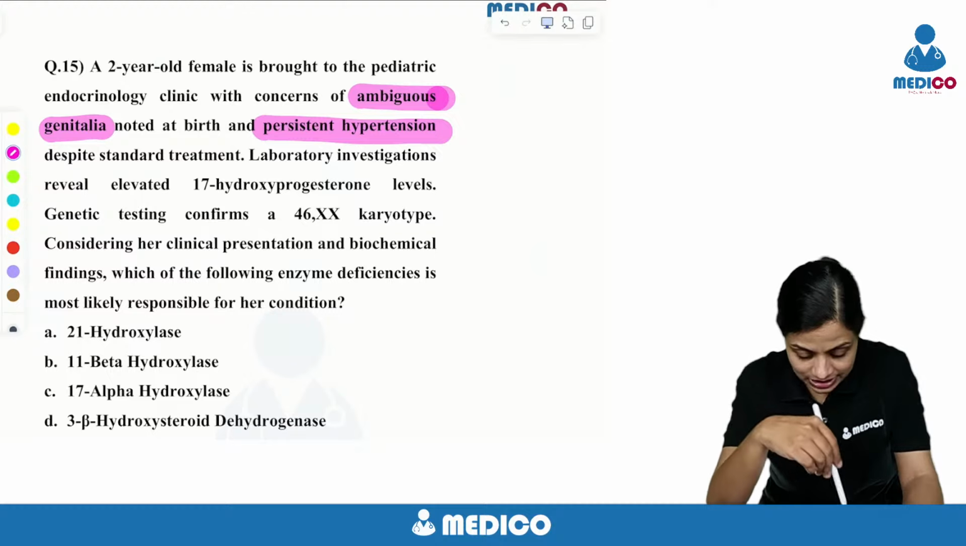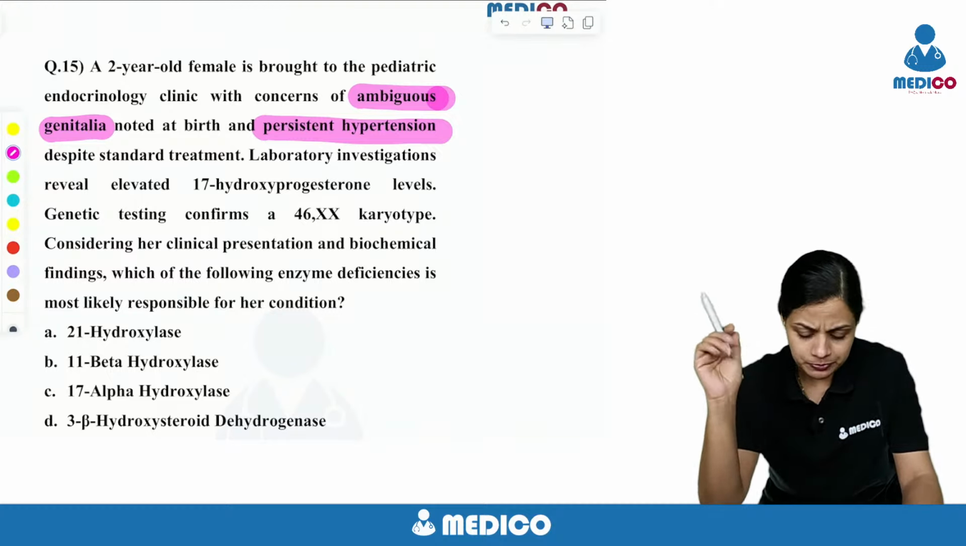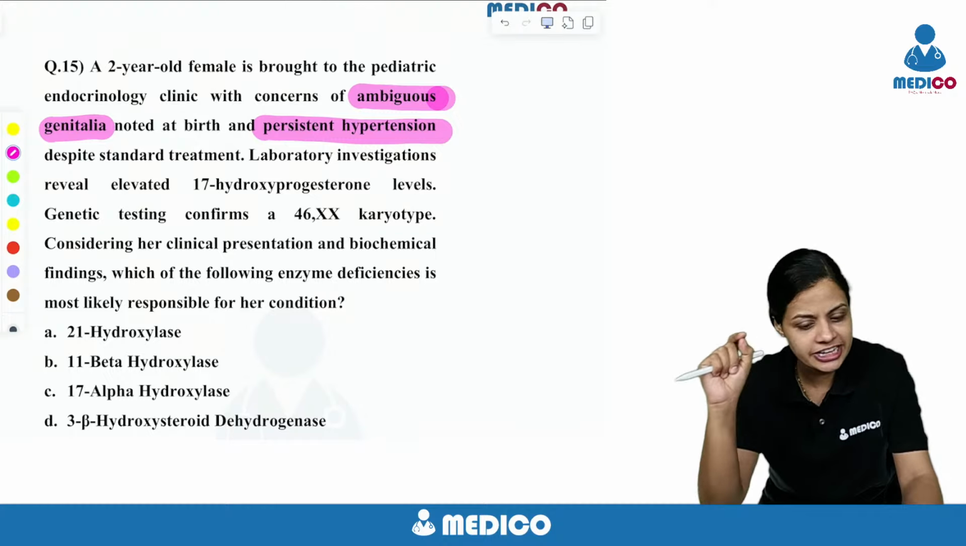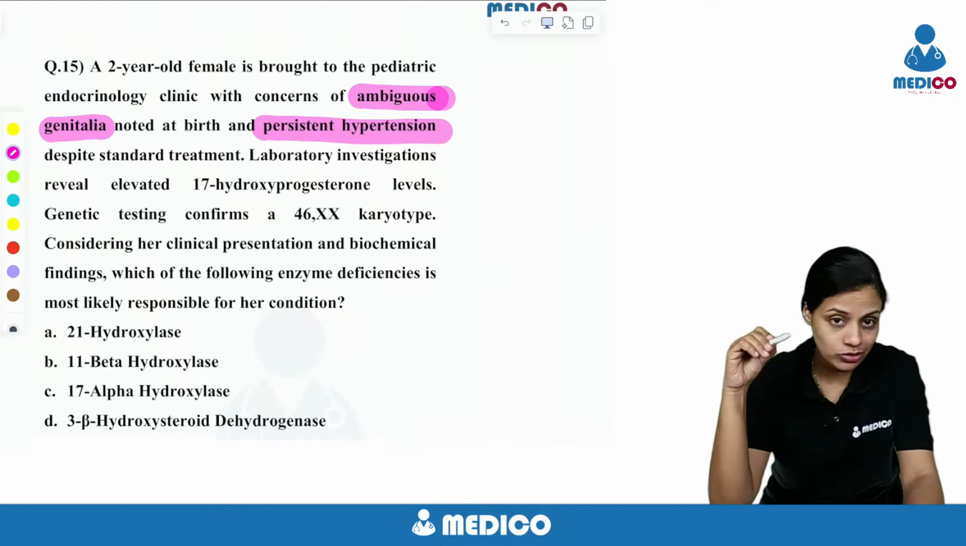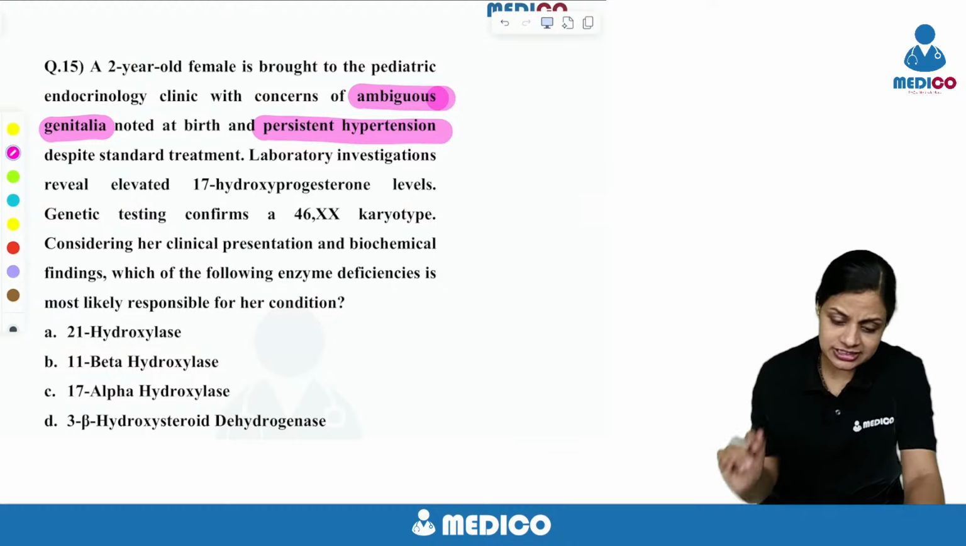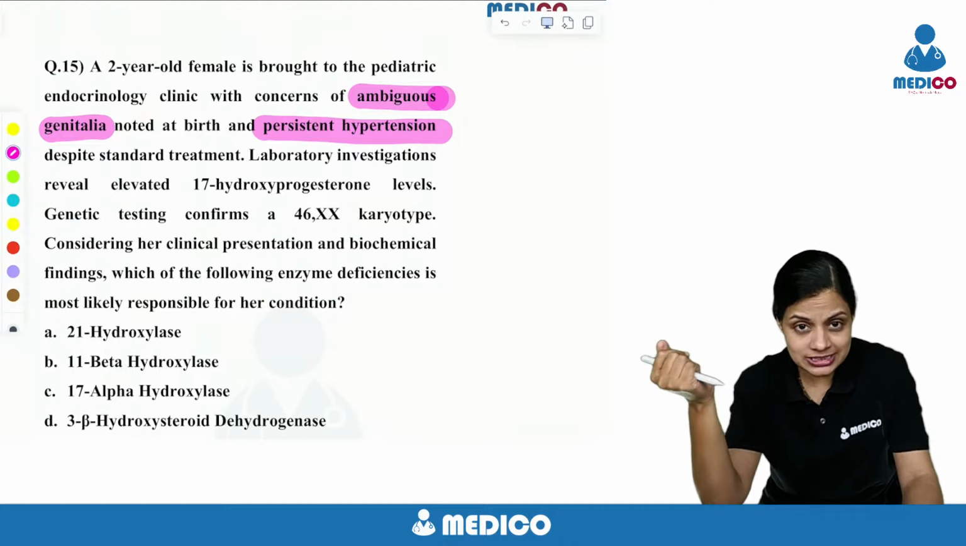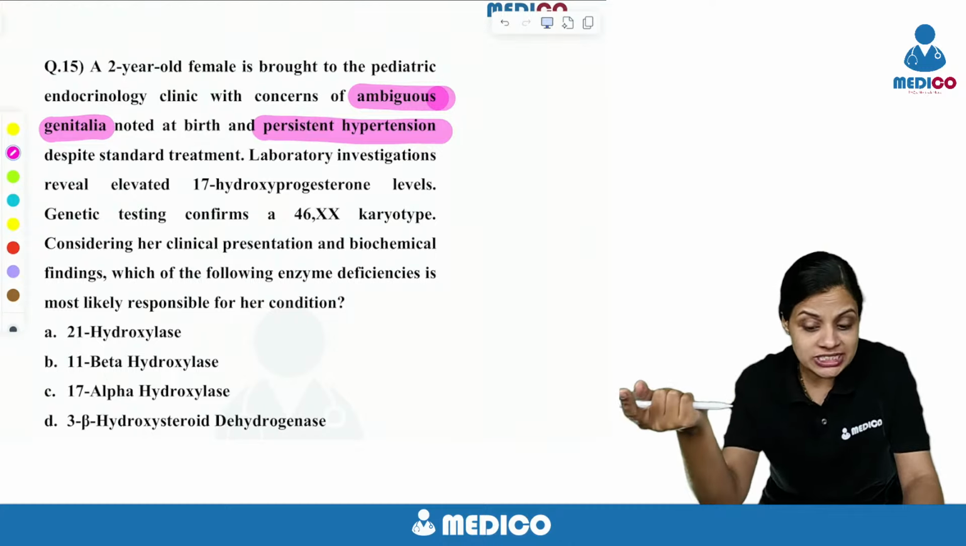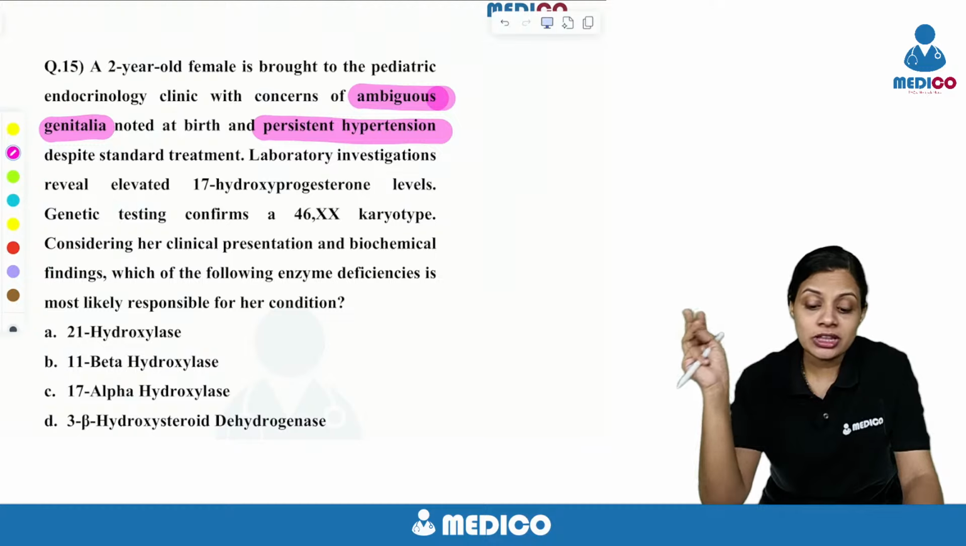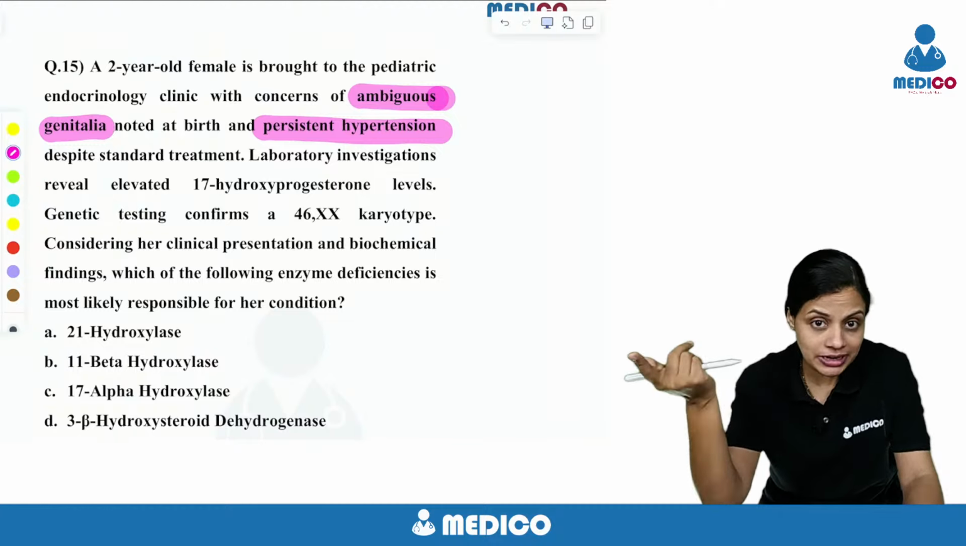Because they have asked, consider her clinical presentation. Which is the most common enzyme that is involved in CAH? It is 21-hydroxylase. But is that the answer here? In 21-hydroxylase, the presentation is slightly different. There can be virilization. There can be salt wasting. That is, the child may present with hyponatremia and hyperkalemia.